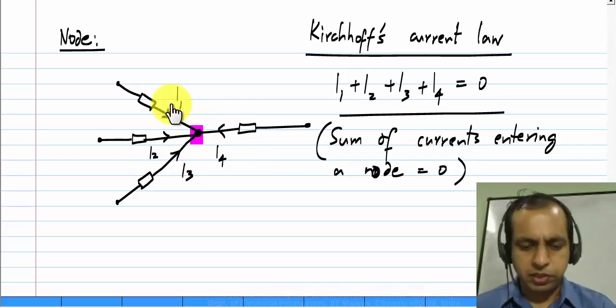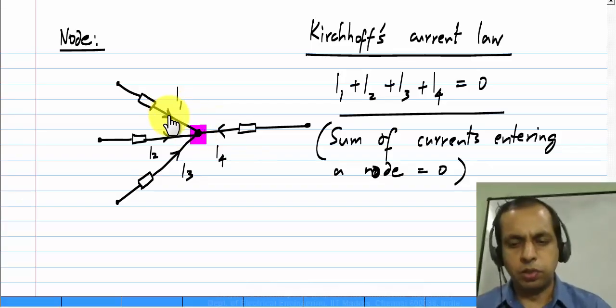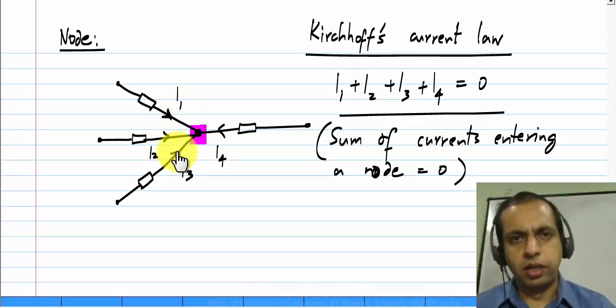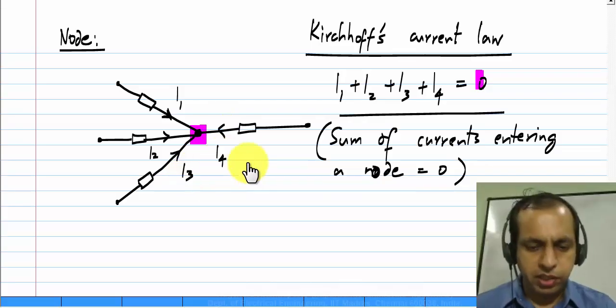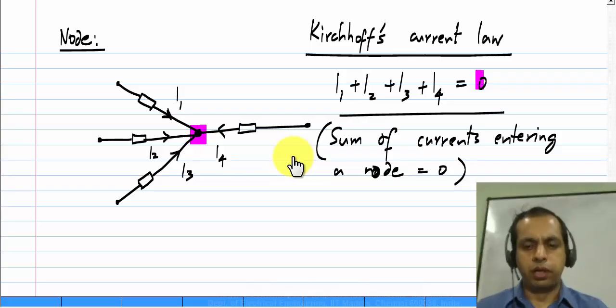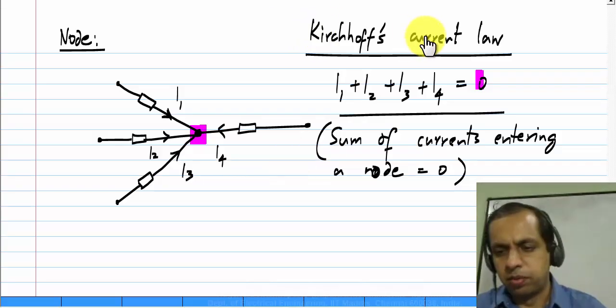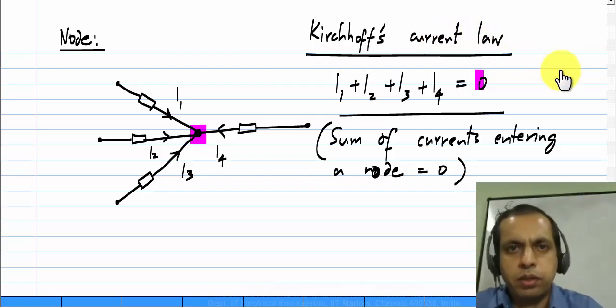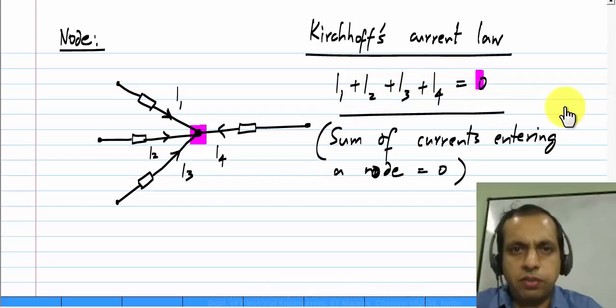Now, why does this make sense? Let's imagine that the sum was not 0. What would that mean? What is current after all? Current is rate of flow of charge. So that means that there is some net flow of charge into the node over time. So the charge is either accumulating at the node or somehow charge is spontaneously destroyed or created. Neither of that is true. Charge is conserved, it's not destroyed or created.